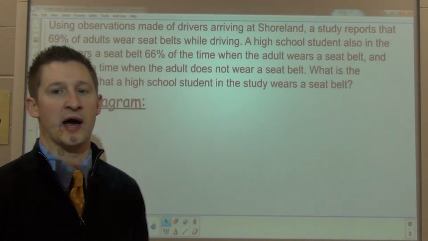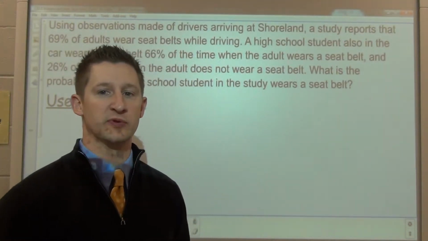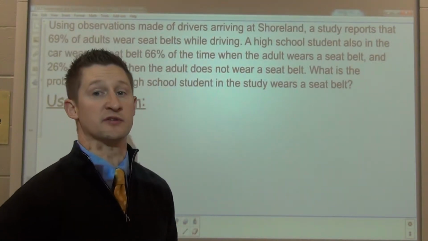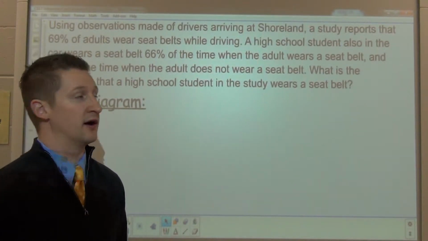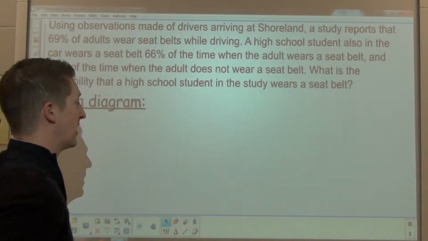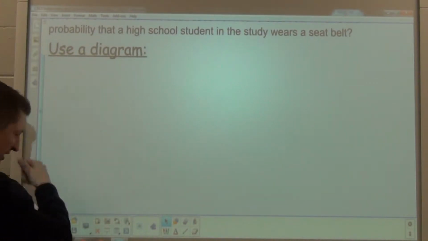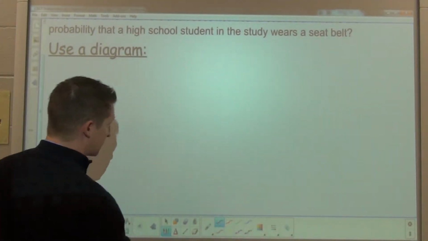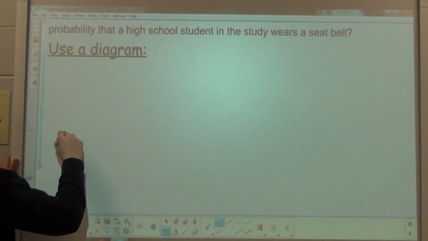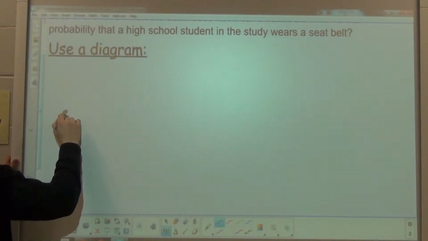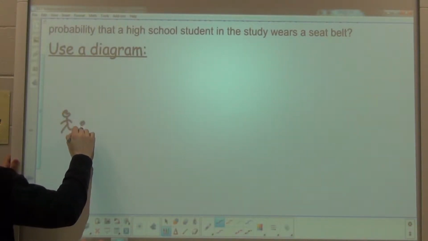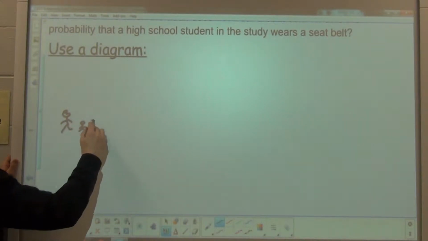There's kind of a lot going on here, and it's more than just simply adding the two percentages together, because there are different ways that this circumstance could go down. So I'm going to start by drawing a diagram of the different options that I have. In my diagram, I'm going to make sort of a tree. So in the car, we've got the adult, and we've got the student much smaller.